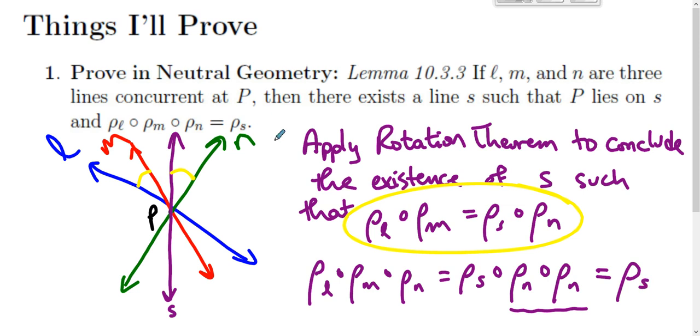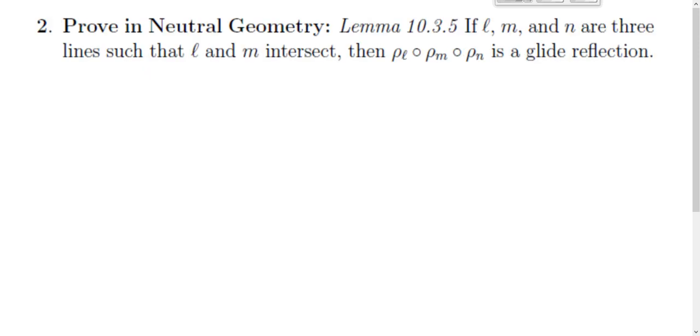So what's the key to the lemma? If I have three lines concurrent at one point, and I want to reflect over all three of them, I can replace these three lines with one line, and a reflection will do the same thing. A single reflection does the work of three if those three lines are concurrent. The other lemma we should play with is this one, and this is just a doozy.